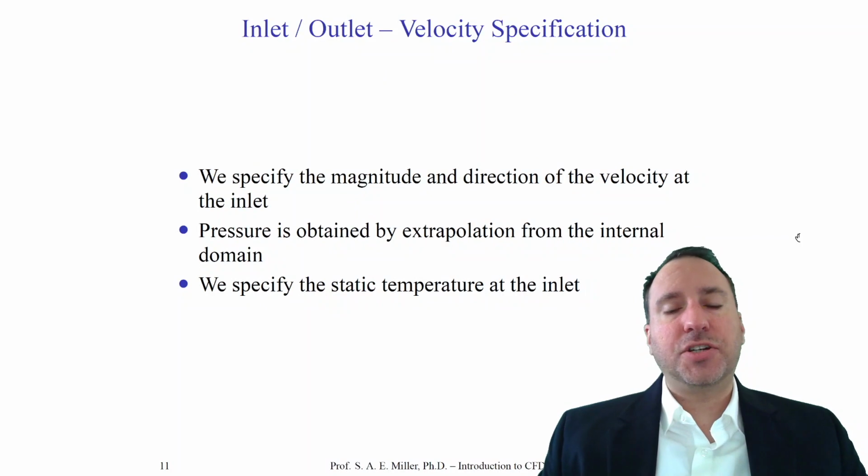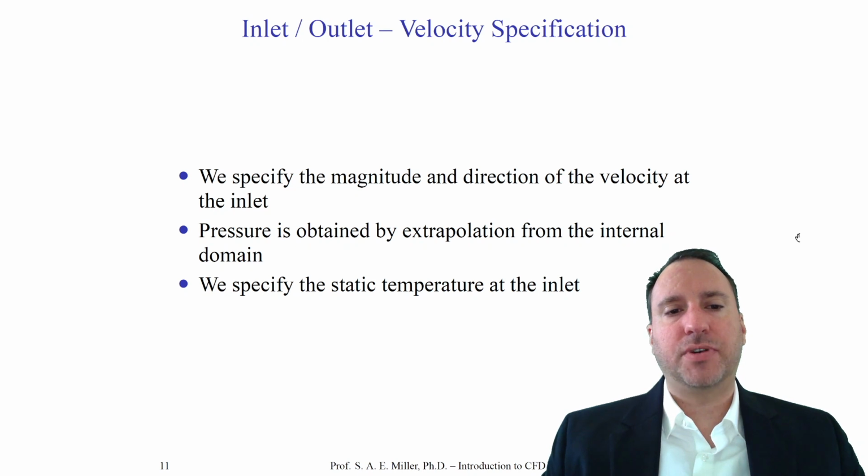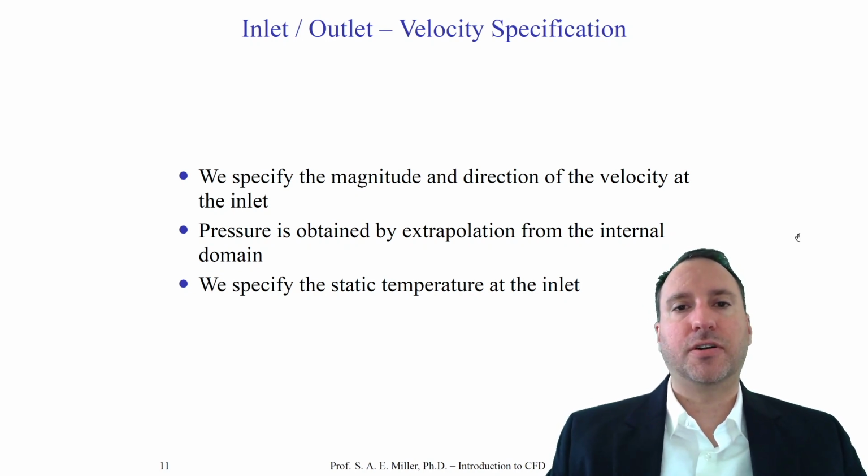If we're holding the velocity, that is, it's specified by the user at the boundary, then remember we have not specified other variables according to the eigenvalue chart just shown. So the pressure would be obtained by extrapolation from some internal domain. That is, we're letting the pressure vary at the boundary. We can't control it with this boundary condition. We can only control the velocities. We would also specify the inlet or outlet static temperature if we so desire.